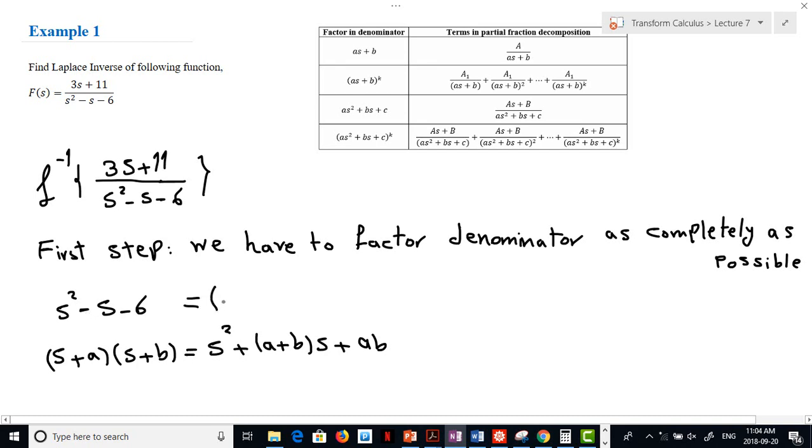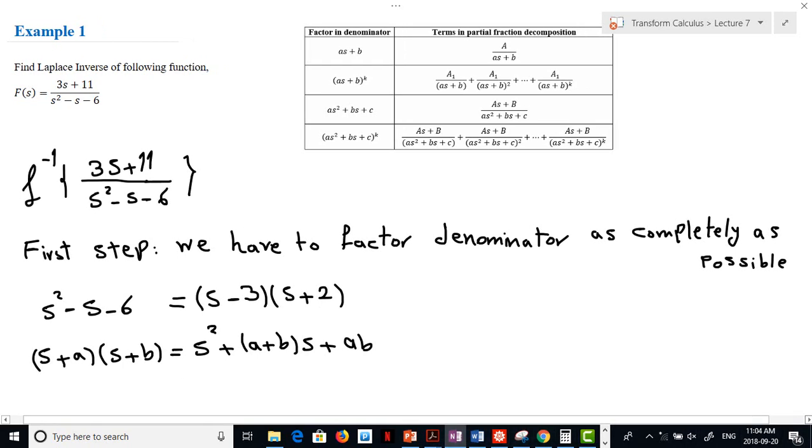So for sure a should be minus 3 and b should be plus 2. Plus 2 times minus 3 is minus 6, so we have minus 6. Plus 2 minus 3 is minus 1, so we have minus 1. So as a result, we could factor this function.